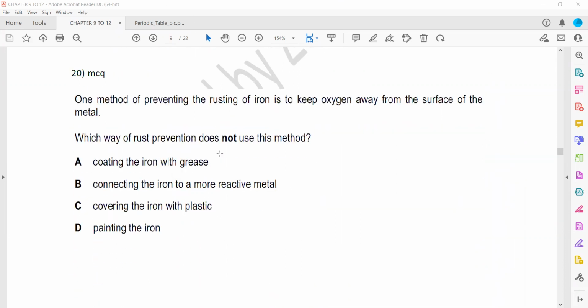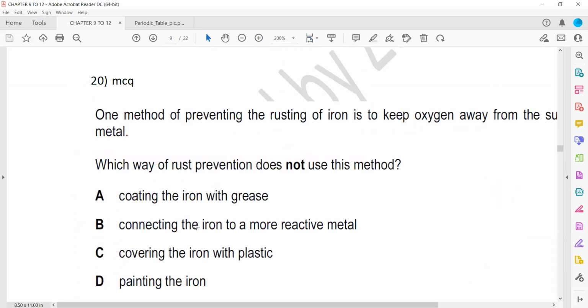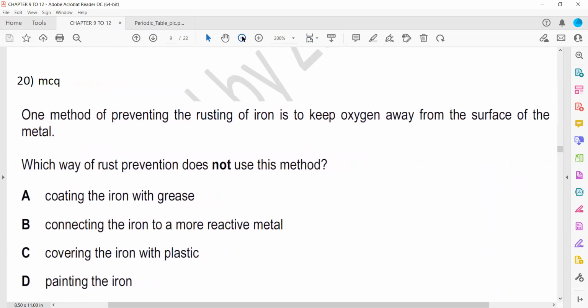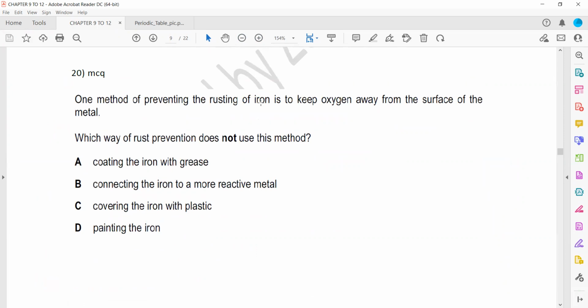In question 20, one method of preventing rusting of iron is to keep oxygen away from the surface. Which way of rust prevention does not use this method? There are different ways to prevent rust.